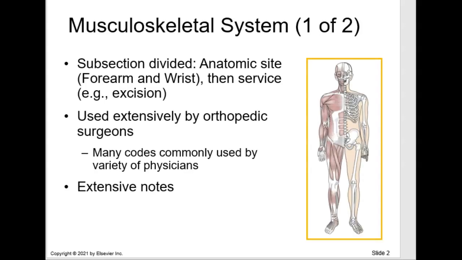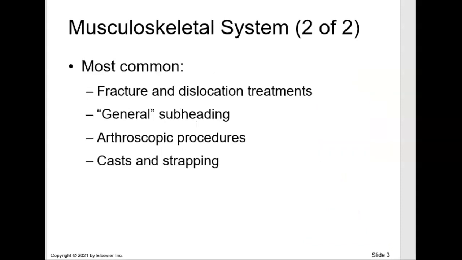One thing that you will like is that once you figure out the layout of the musculoskeletal system, it starts with the anatomic site. So it actually starts with the top of the head and works its way down to your toes. And then it's by service, so it'll start off with excision, incision, and so forth. This is used extensively by the orthopedic surgeon. Some of the codes can be used by a variety of physicians, so it's not just orthopedic. Let's go ahead and keep going here.